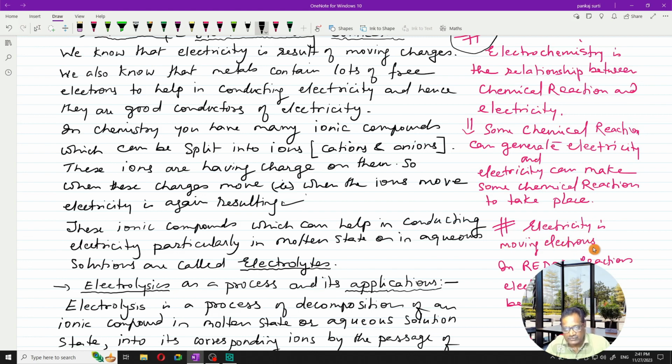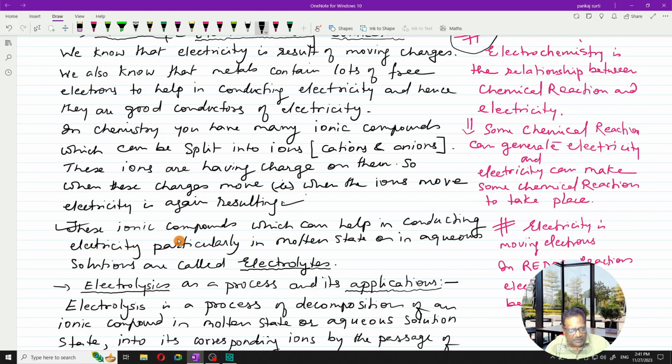Electricity is due to moving charges, and in chemistry, in redox reactions, that is reduction-oxidation reactions, electrons move between the atoms. In redox reactions, the electrons move from one atom to another atom. When these electrons are moving, obviously there will be electricity resulting out of it. So there is some relationship between chemical reactions and electricity, that is for sure. Let us carry on from here.